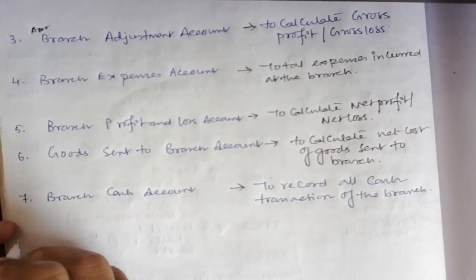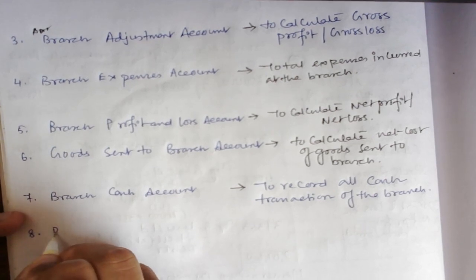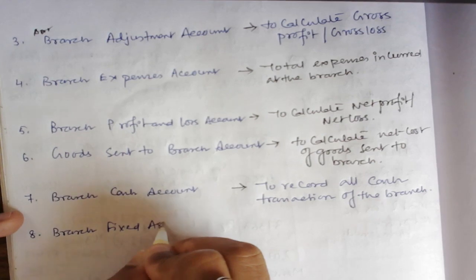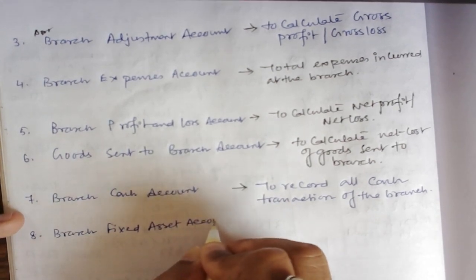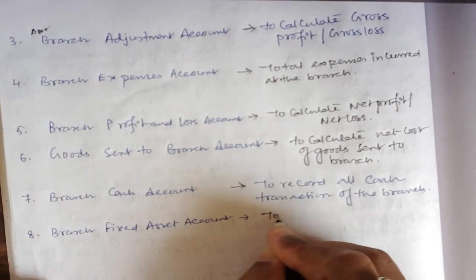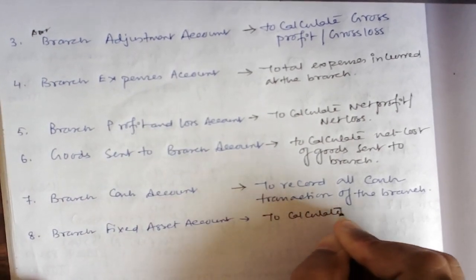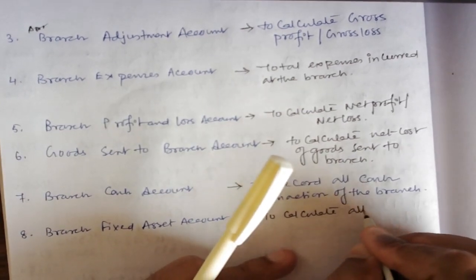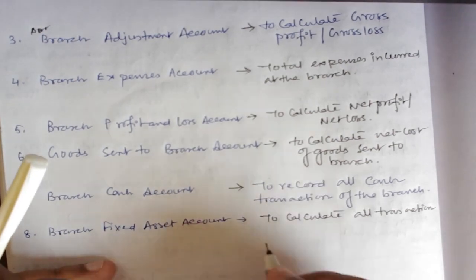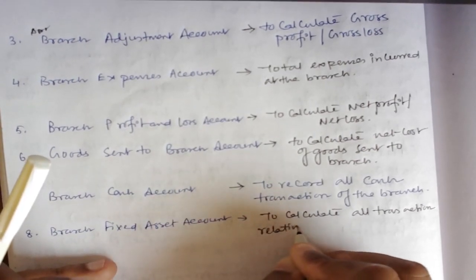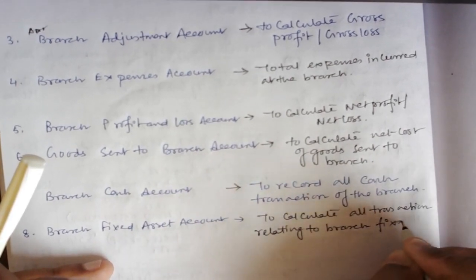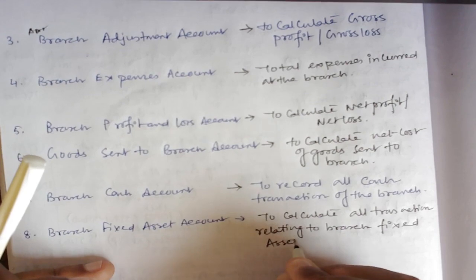Now 8, last, the branch fixed asset account. This is not so relevant to prepare, but sometimes we are going to prepare it. So it is also an important account to record, to calculate all transactions relating to branch fixed assets.